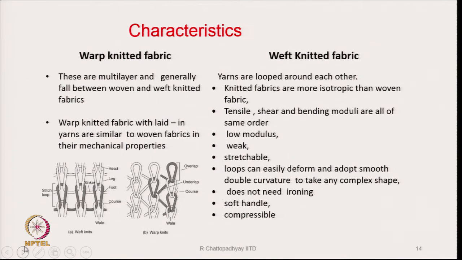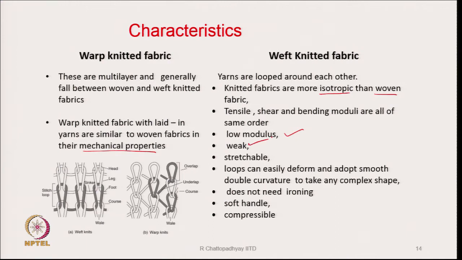Now, typical characteristics you need to know. Warp knitted fabrics are multi-layered and generally fall between woven and weft knitted fabrics. Warp knitted fabrics with laid-in yarns are similar to woven fabrics in their mechanical properties. In weft knitted fabrics, yarns are looped around each other. Knitted fabrics are more isotropic than woven fabrics. Tensile, shear and bending moduli are all of the same order. These are very low modulus. So, the initial modulus of the fabric is very low, it can extend easily.